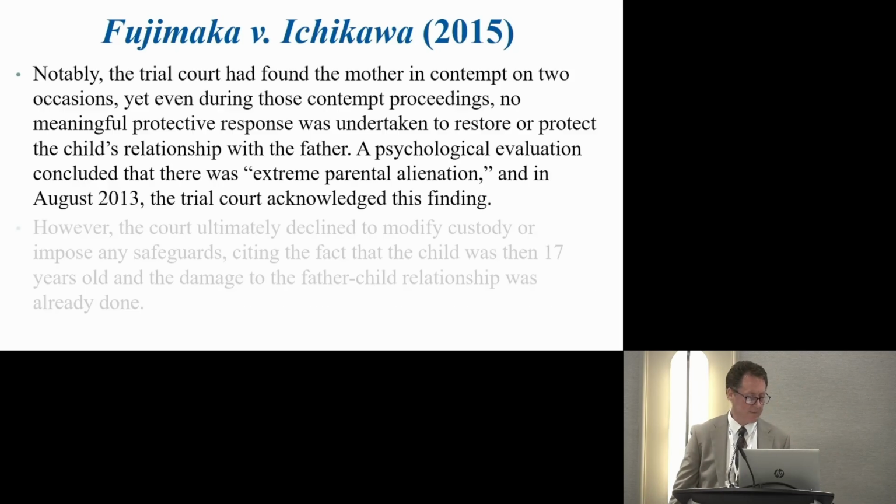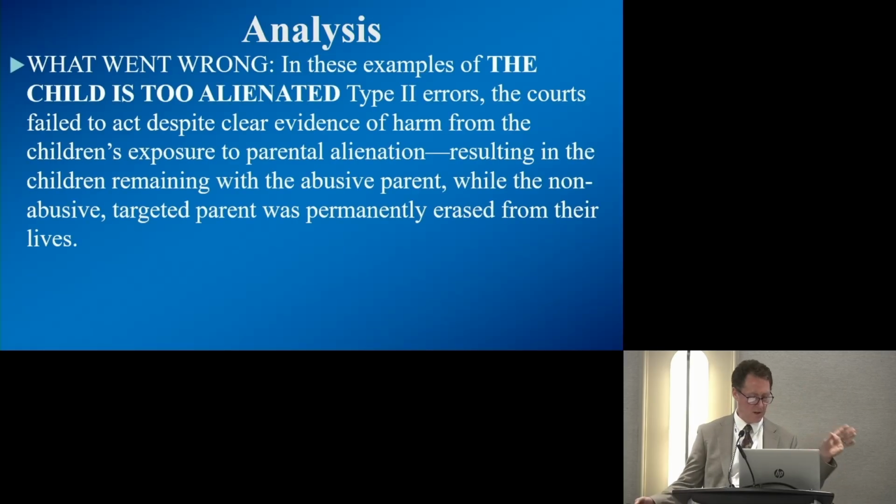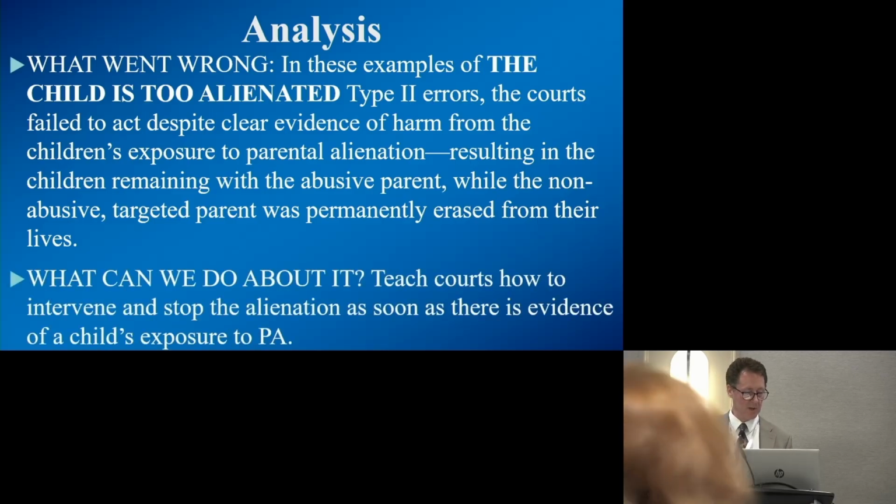We're going to move on. Let's go to the third analysis here, and we kind of covered this. In these examples, the child's too alienated. Type 2 errors: the courts failed to act despite clear evidence of harm from the children's exposure to parental alienation, resulting in the children remaining with the abusive parent, while the non-abusive targeted parent was permanently erased from the children's lives. What can we do about it?